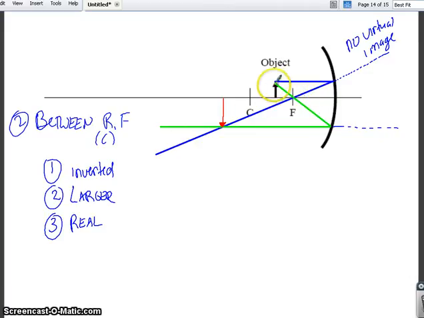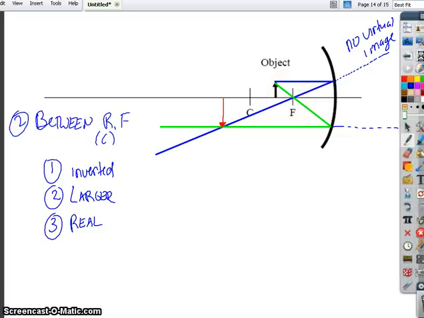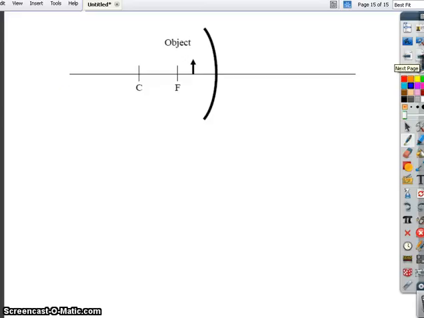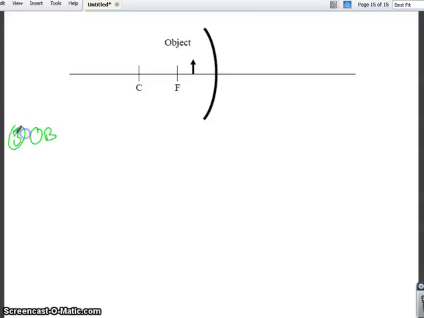Okay? First line is parallel, second line goes through the focus, and they converge right there. So if it's between these two, we're going to get a larger image that is inverted and real. Okay, our last situation for this video is number 3, an object within F. So it's closer to the mirror than F is.